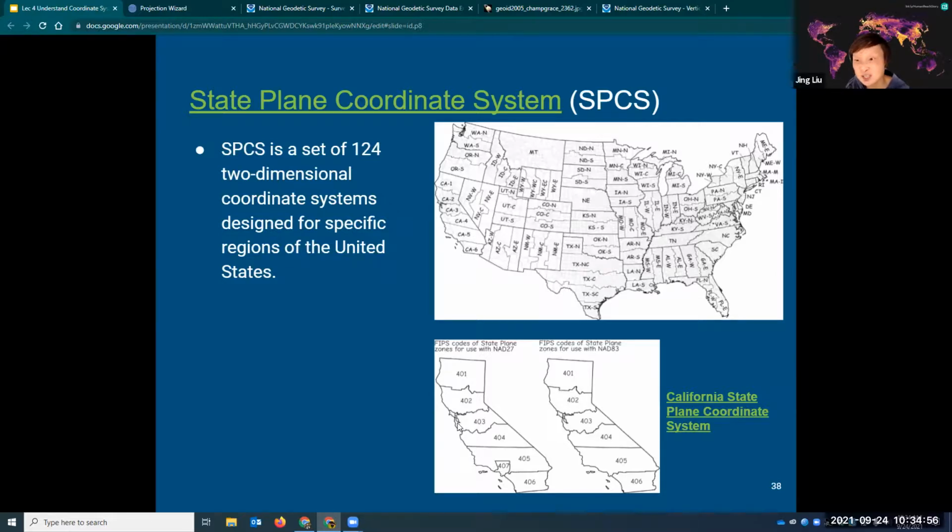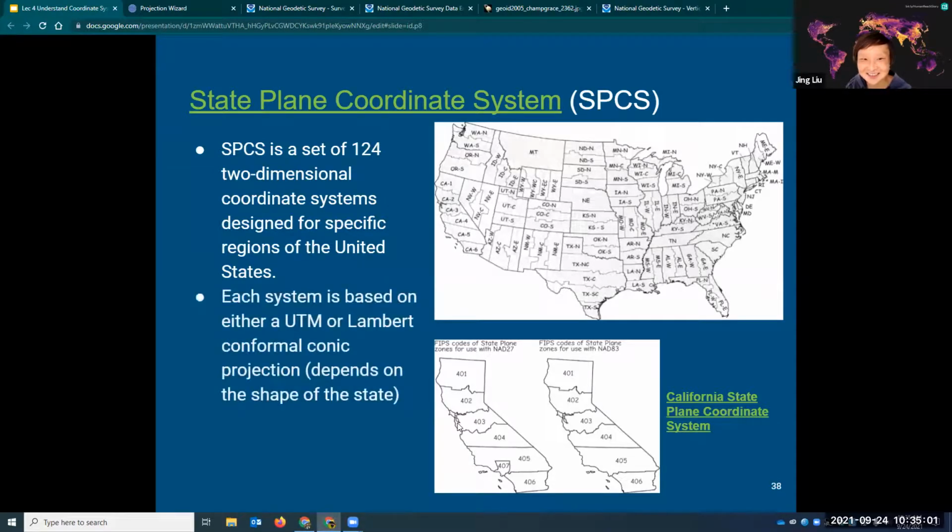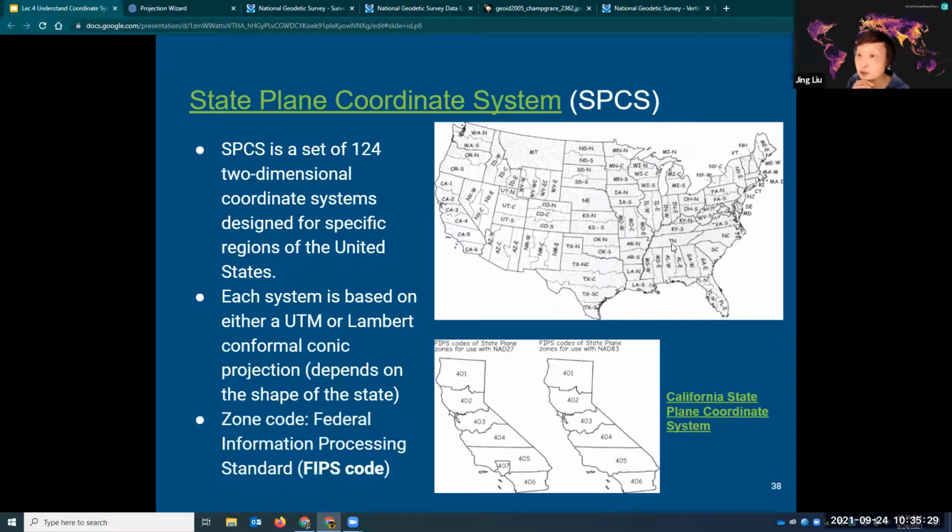For each zone, they choose the best way to fit that part of the state. You can see each state either based on UTM, if it has a north-south elongated shape, versus, for example, Tennessee, which has an east-west elongated shape. They choose different map projection methods. In this case, we use UTM for California, but for Tennessee you will choose Lambert, that conic map projection. All right, so check your zone code for your location.